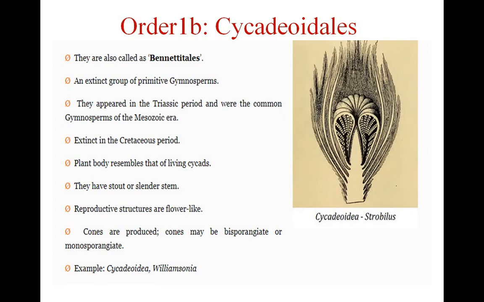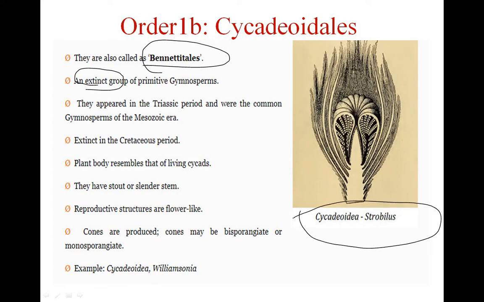Then the next order is Cycadeoidales. Previously they were known as the Bennettitales. They are also an extinct group of primitive gymnosperms. So here one diagram is there, that is Cycadeoidea with its strobilus. They appeared in the Triassic period and were common gymnosperms of the Mesozoic era. They became extinct in the Cretaceous period, and the plant body resembles the living cycads.